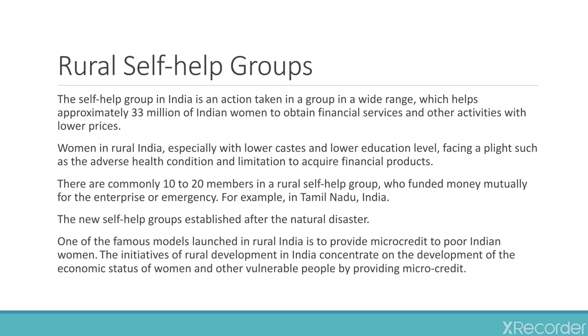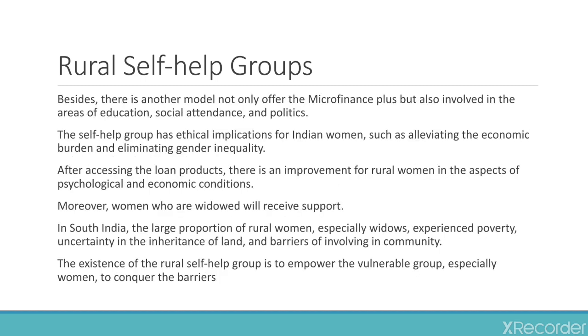There are commonly 10 to 20 members in a rural self-help group who pool money mutually for the enterprise and for emergencies. One of the famous models launched in rural India is to provide microcredit to poor Indian women. The initiative of rural development in India concentrated on developing the economic status and standing of women and other vulnerable people by providing microcredit. Besides, there is another model which not only offers microfinance but is also involved in the areas of education, social attendance and politics.